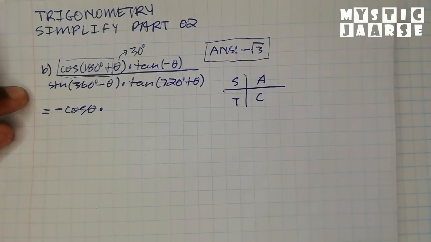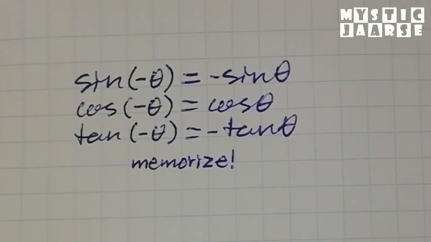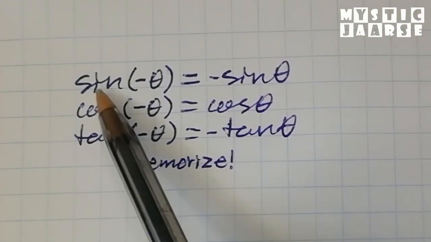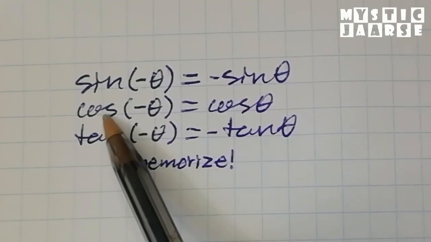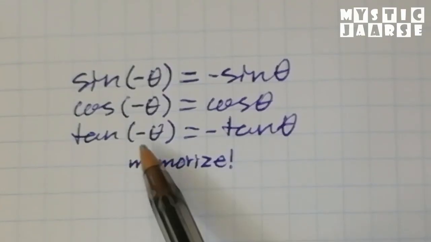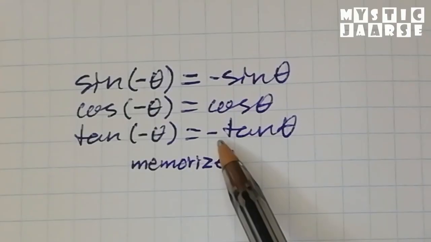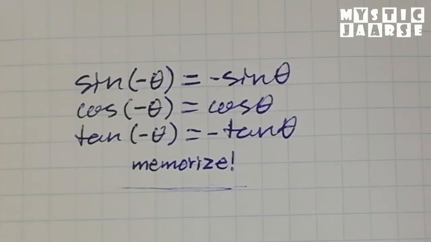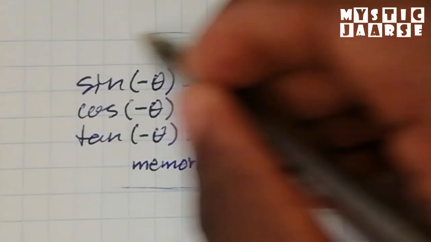Now there's this thing that you need to memorize. It is about how negative angles affect your trig ratios. So sine is affected by a negative angle and you get negative sine theta, but cos is not affected by a negative angle, so you still get cos of theta. And tan, what we're dealing with, is affected by a negative angle and you will get negative tan theta. This is something that you need to memorize, so you need to write it down when you are solving your problems. So please memorize it.